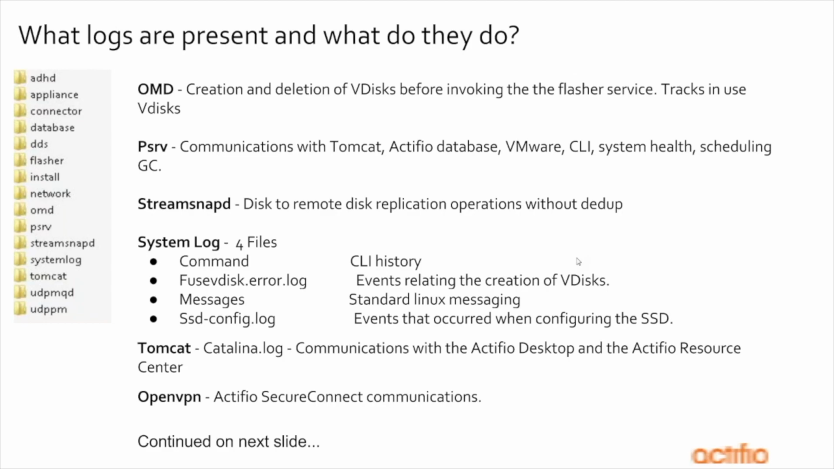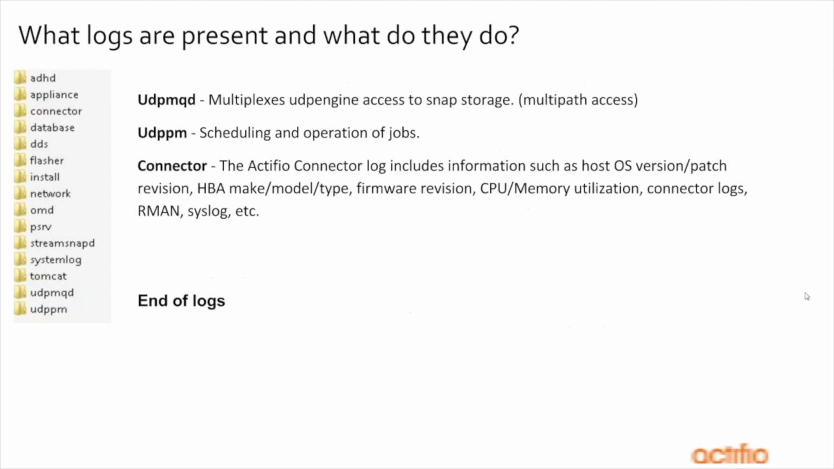Almost done. So next we've got UDP MQD. We really don't spend much time looking at this one. This is the multiplexing logging for the UDP engine to snap storage. So our UDP engine is the engine that actually moves all of the data around within the CDS, and we can access your data via multiple paths.